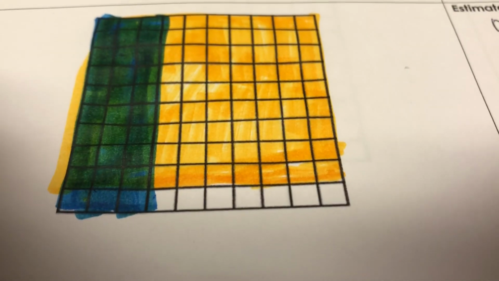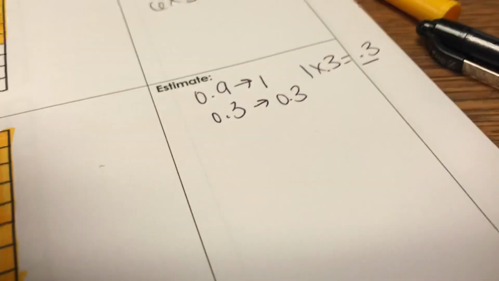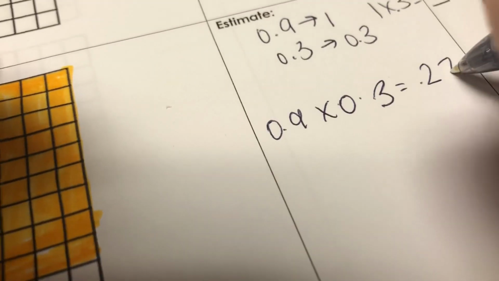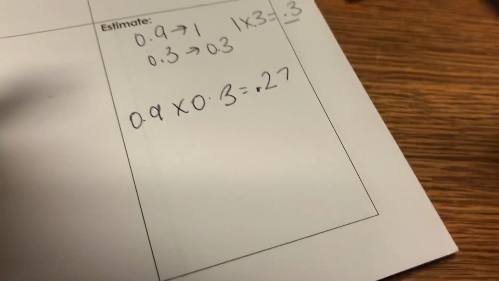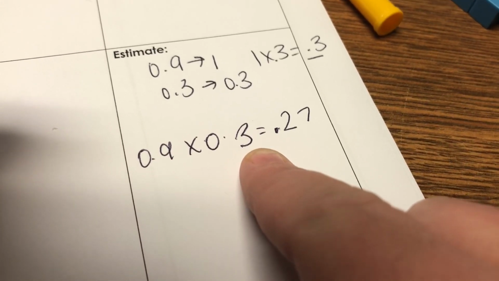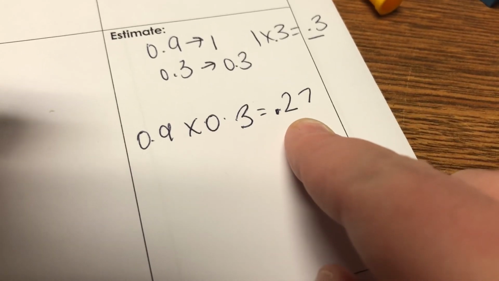Okay. Now my 3/10, 1, 2, 3. Remember, my 3/10 is my number of columns. So it's going to go down. Okay, check this out. How many boxes are overlapping? 27. Is that around what our estimate was? Yeah, for sure. So 9/10 times 3/10 equals 27. What are these? These are hundredths. 27 hundredths. Just like before, 9 times 3 is 27. We have 1 number after this decimal, 1 number after this decimal. So my answer should have 2 numbers after the decimal.